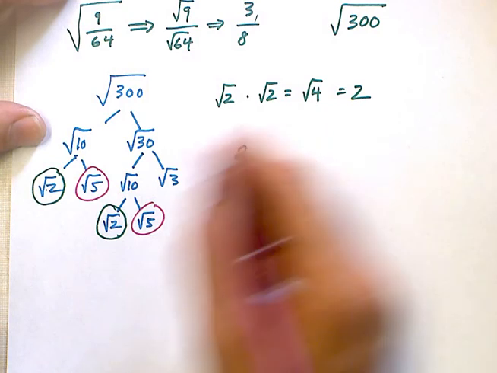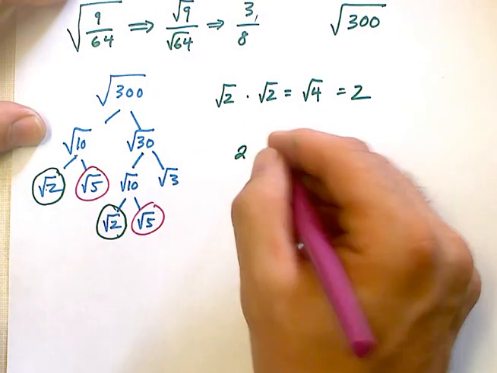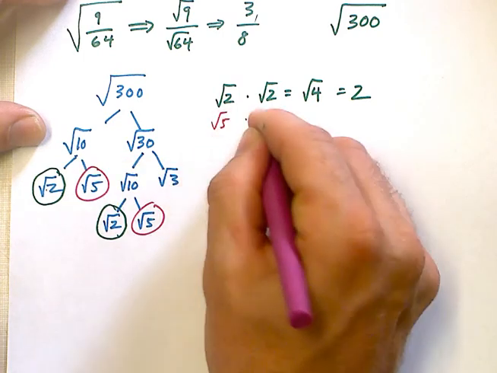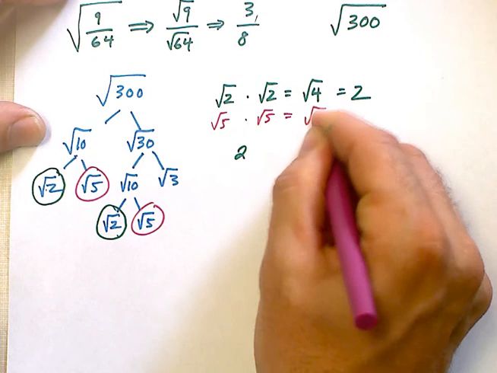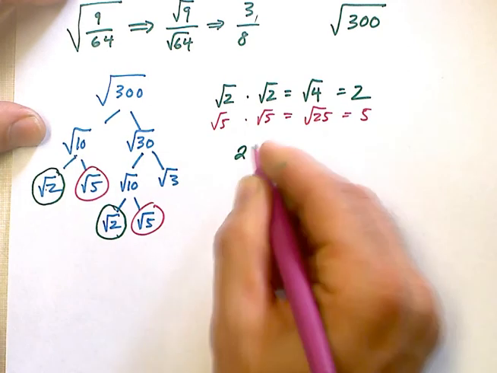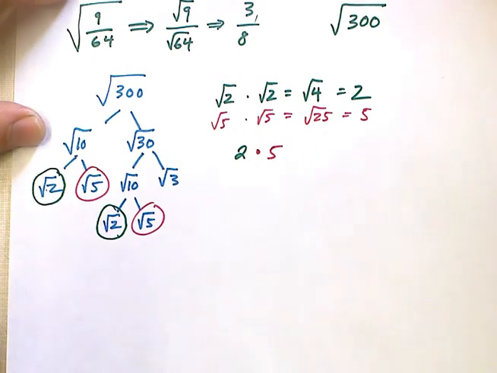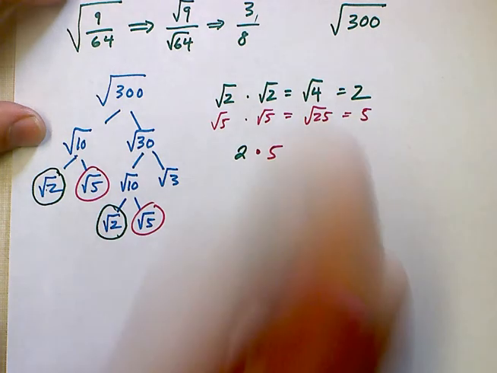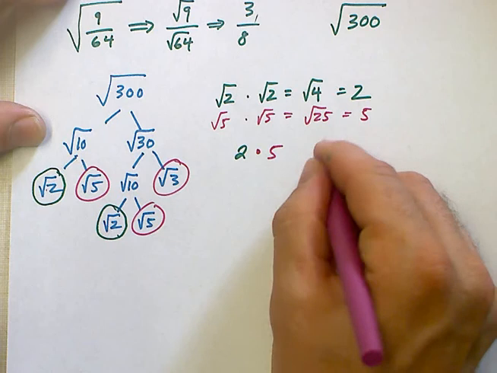So here I have the 5 and 5 repeating itself. Because square root of 5 times square root of 5 gives me square root of 25, which is 5, this is also going to become a 5 here. Now I can't factor the 3 here because it's a prime number. So I'm just left with the square root of 3 here.